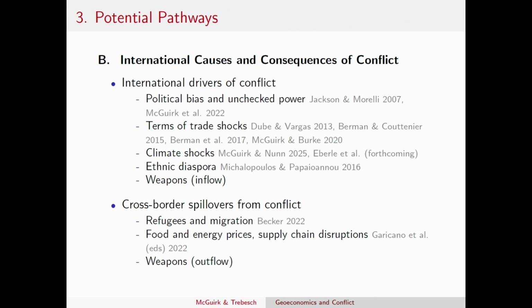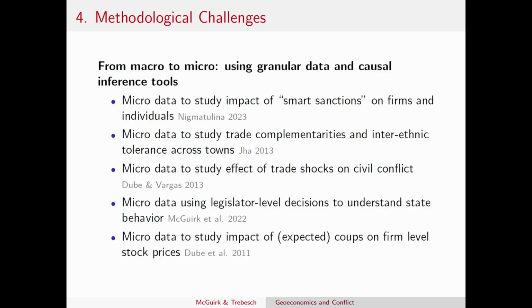And then a final slide. If someone's at the margin of being interested in this theme and they're worried that a lot of these decisions are made at the country level and there's a lot of country-level variation, a lot of the innovations in this field empirically are using granular data, using micro data and causal inference tools, much like the trade literature has made that transition as well. You can see examples of it everywhere. Using microdata to study the impact of smart sanctions, study trade complementarities and interethnic tolerance, study the effect of trade shocks on civil conflict, using microdata to study legislator-level decisions to understand how a state behaves, and using microdata to study the impact of expected coups. So I hope this makes it a more accessible and inviting theme to think about contributing to.